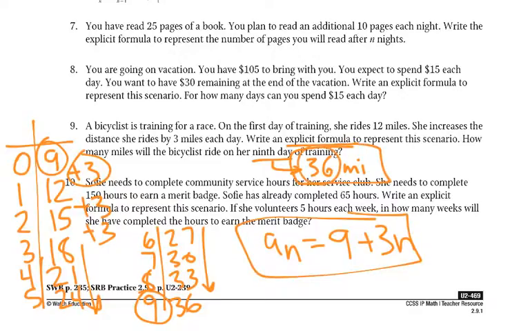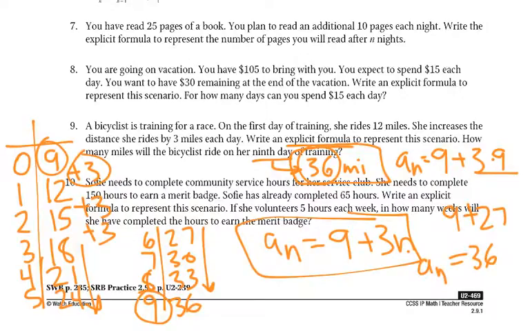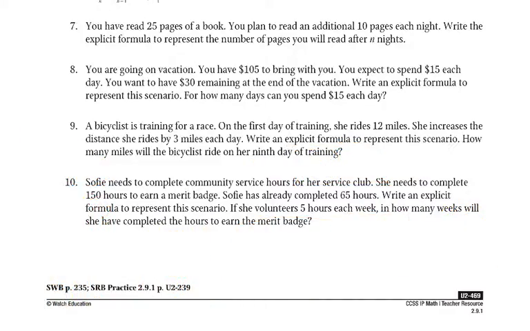So if we wanted to find how many miles we went on the 9th day, I would plug in 9 for n, so I'd go 9 plus 3 times 9. Okay, 3 times 9 is 27, plus 9 gives us 36. So our output, our a sub n, is 36. Alright, last one on this one.